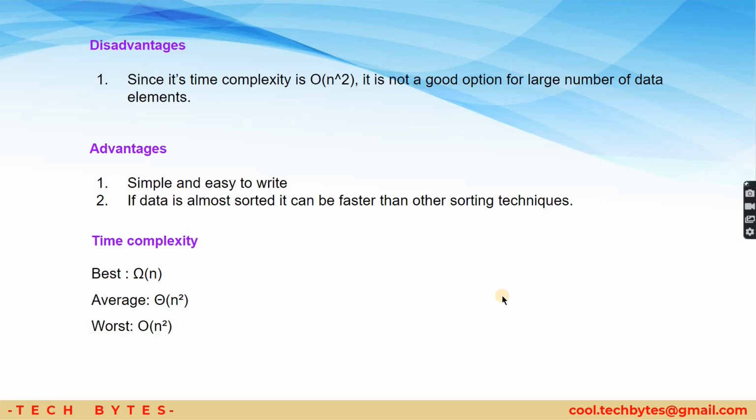And lastly, what are the advantages and disadvantages of bubble sort? Since the complexity is order of n square, it is not a good option for a large number of data elements. The advantages are that it is simple and easy to write. Second, if the data is almost sorted, it can be faster than other sorting techniques. And the time complexities are: best case order of n, average case n square, and worst case n square.